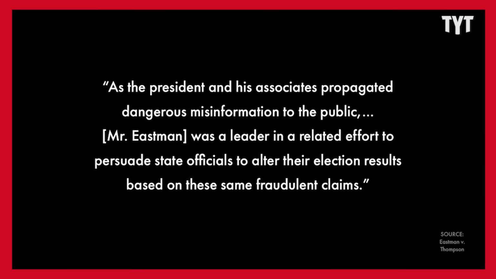It argues in the brief, as the president and his associates propagated dangerous misinformation to the public, Mr. Eastman was a leader in a related effort to persuade state officials to alter their election results based on these same fraudulent claims. That is, the 1-6 committee is in civil court bringing up these criminal allegations so it can get past attorney-client privilege. What happens next?